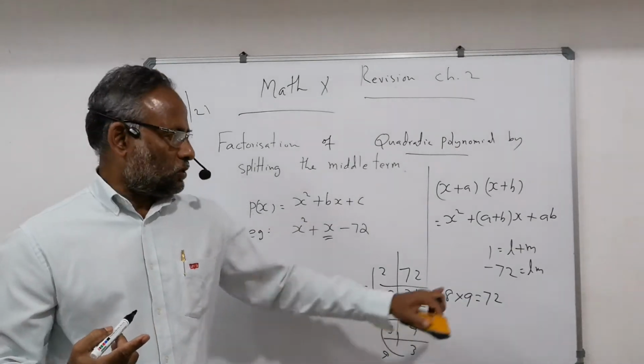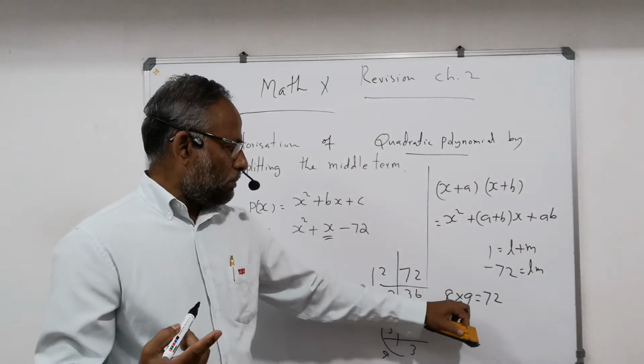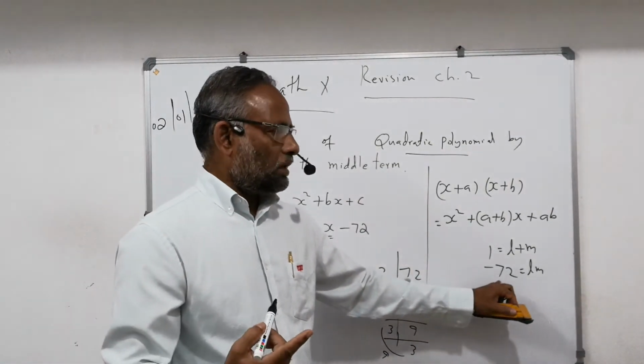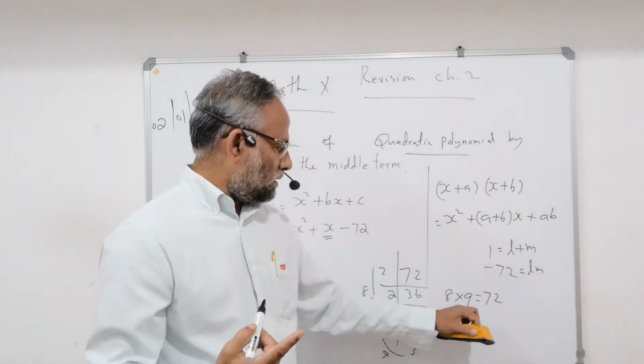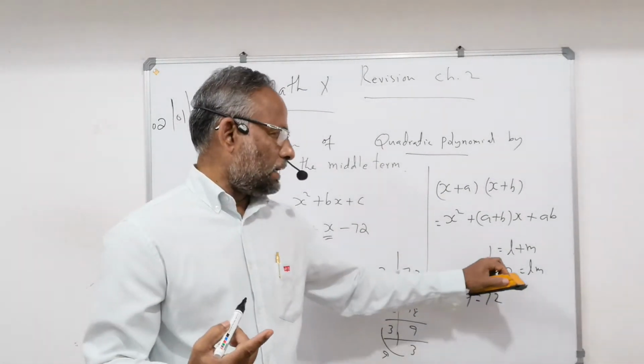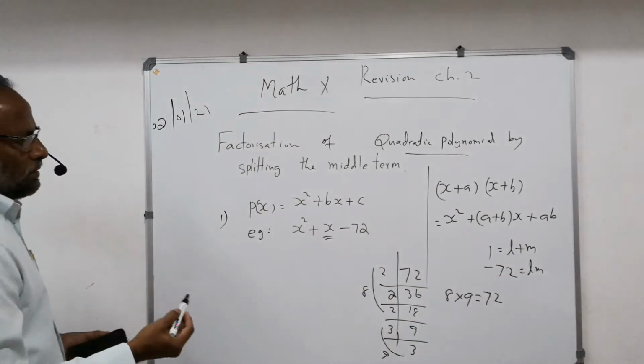Okay, 9 minus 8 is 1. We got it. Suppose you are taking 8 and minus 9. 8 into minus 9 is minus 72. But what is 8 plus minus 9? That is minus 1. So we got the answer. So what is the method?